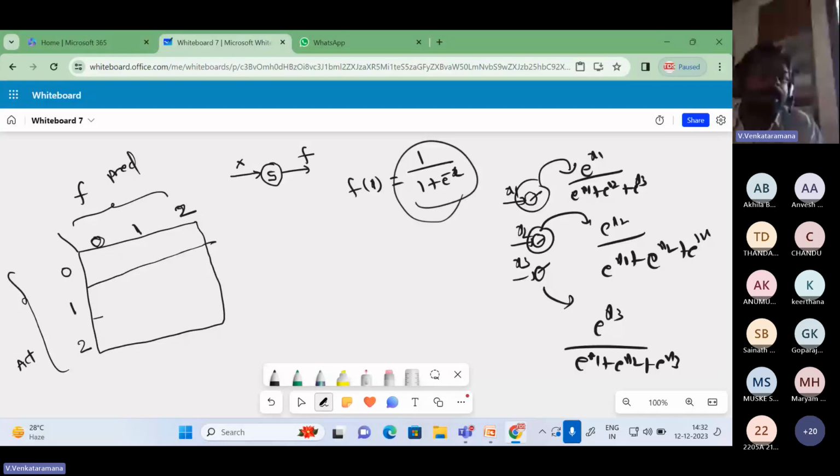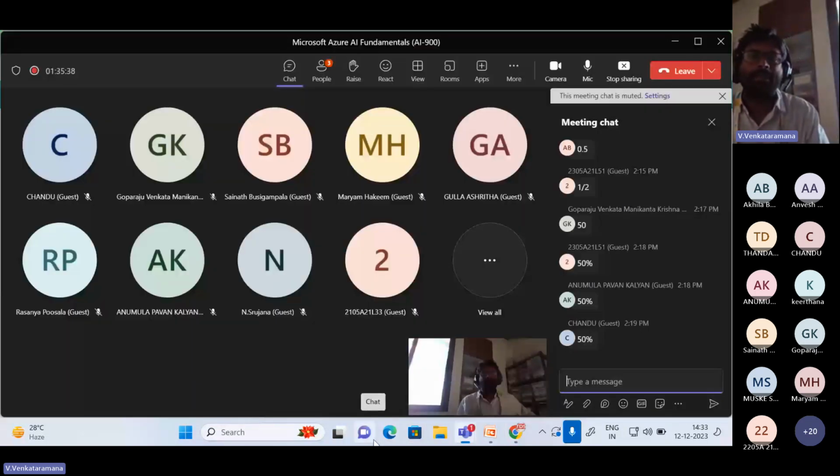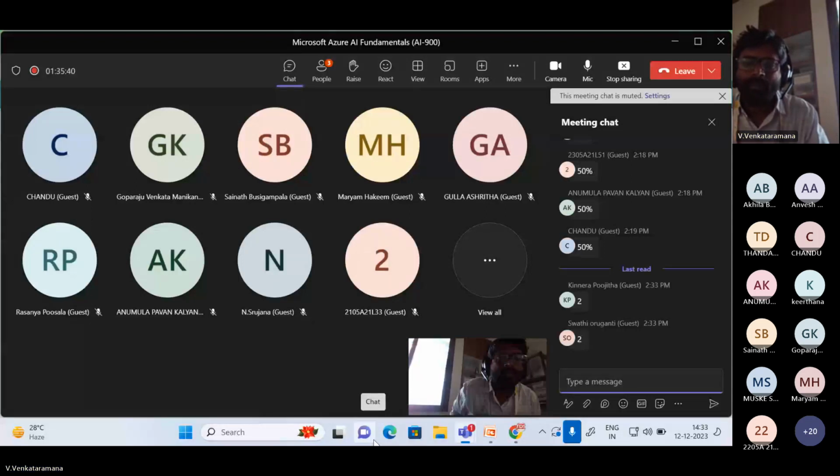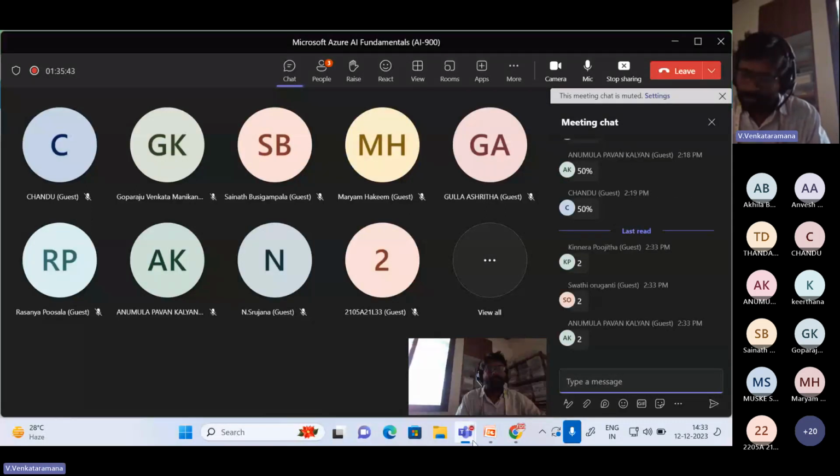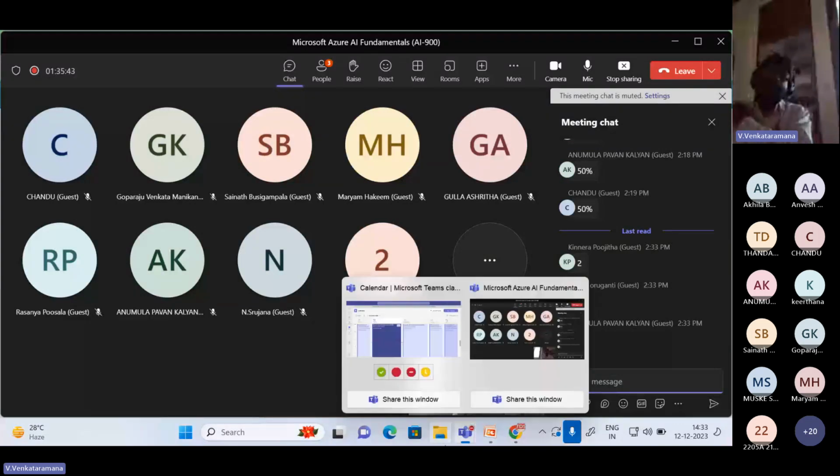Now, what value can I keep here in the first cell? That means actually it is a type 0 penguin, and your model also predicts a type 0 penguin. How many such samples are there? 2. Pujita and Pawan Kalyan, thank you for responding. They said 2, we will cross verify. Yes, it is a 2. Like that, we will prepare the confusion matrix.